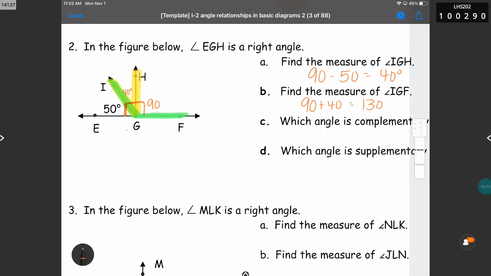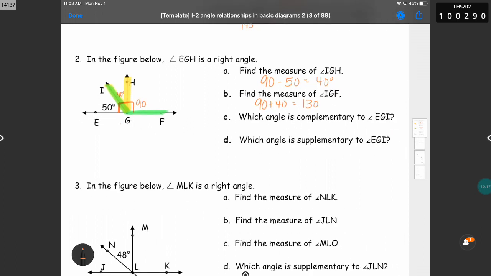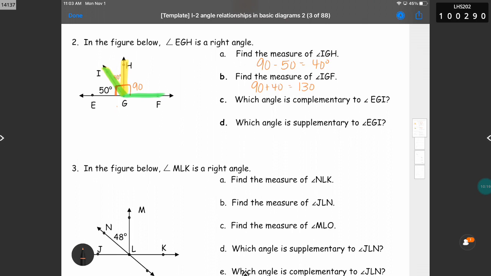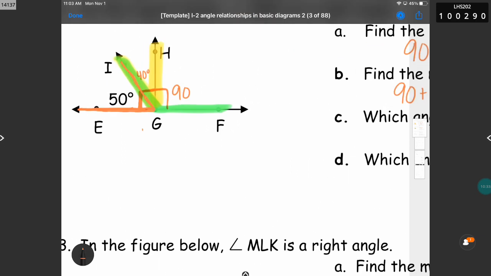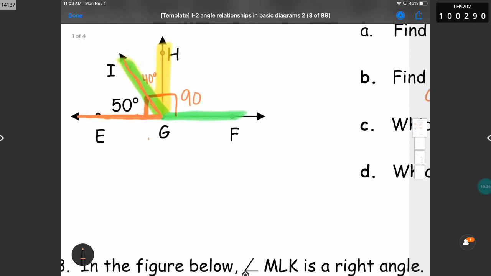Okay, what angle is complementary to EGI? What does complementary mean? It means 90. So which one creates a right angle with EGI? IGH. So angle IGH.